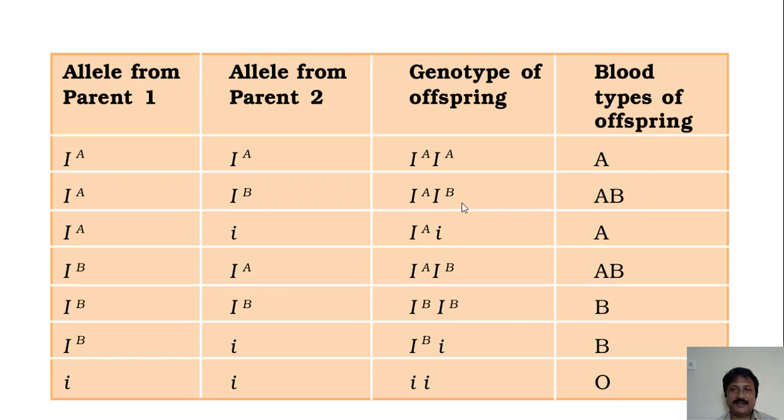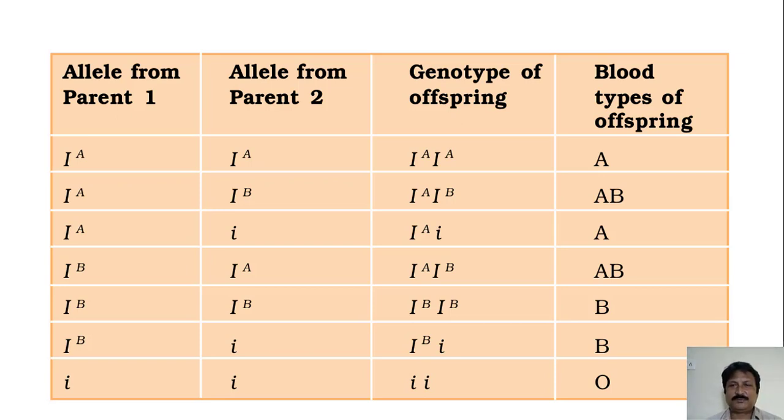It is IA IB. And blood group O, which is a recessive gene, is expressed when the genotype is small i, small i. I suppose you have understood the genotypes of the offspring.